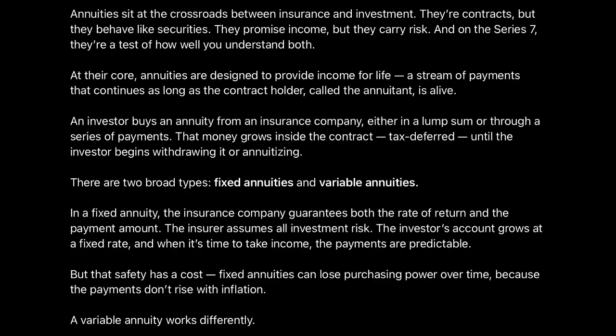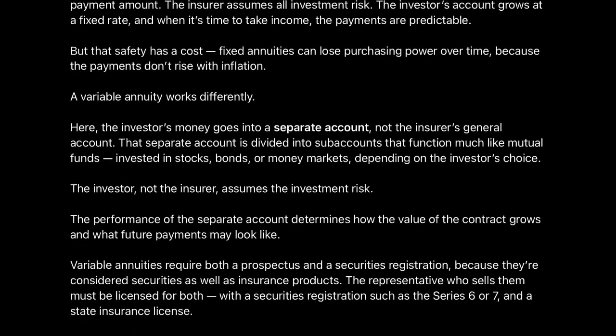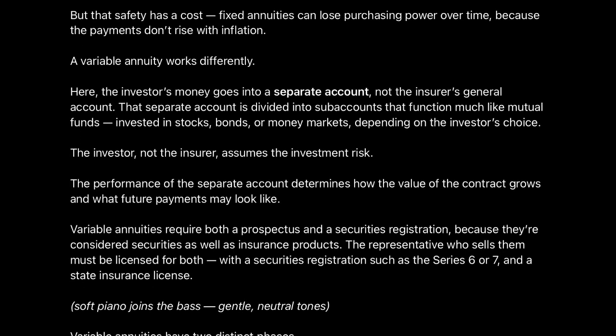In a fixed annuity, the insurance company guarantees both the rate of return and the payment amount. The insurer assumes all investment risk. The investor's account grows at a fixed rate, and when it's time to take income, the payments are predictable. But that safety has a cost. Fixed annuities can lose purchasing power over time because the payments don't rise with inflation.